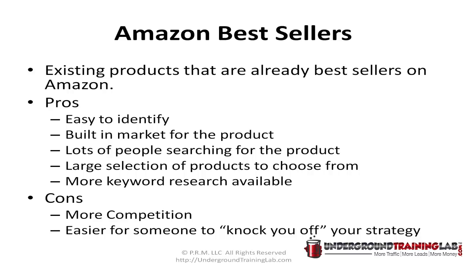And we also know that people do most of their product research starting with the search engines themselves. So if they're already bestsellers on Amazon, we know that there are tons of people searching for the products on the internet, and I'm going to show you how to tap into that traffic in one of the future tutorials. We also know there's a large selection of products to choose from, and that more keyword research is available for the best sellers.